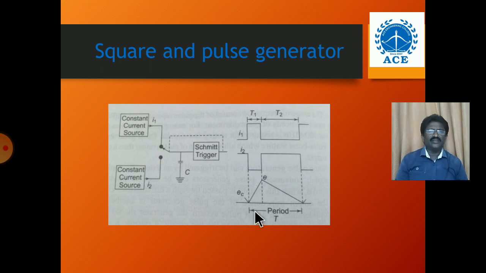At the capacitor stage, we get our required waveform like this, by controlling I1 and I2. Observe that I1 is the constant current source in the upper stage, and I2 is the constant current source in the lower stage. Both operate depending on the switch, based on our requirement. So this is the output waveform for the square and pulse generator.